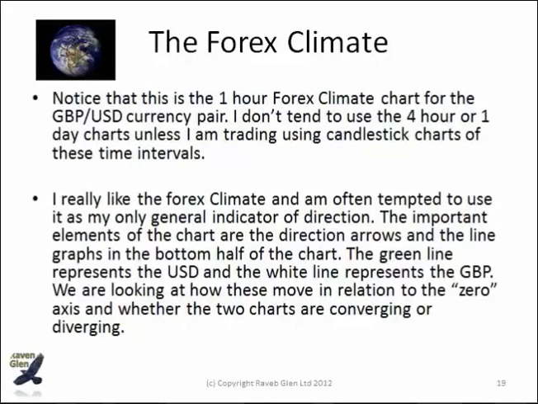Notice that the forex climate chart that you've been looking at is for the pound dollar, and it's a 1 hour chart. There are also 4 hour and 1 day charts available, but I only tend to use these if I'm using the candlestick charts at the same time intervals. I really like the forex climate, and I'm often tempted to use it as my only indicator of direction. The important elements of the chart are the direction arrows, the green and red ones, and also the graphs at the bottom of the chart. The green line represents the dollar and the white line represents the pound. And we are looking at how these move in relation to the zero axis and whether the two lines are converging or diverging.